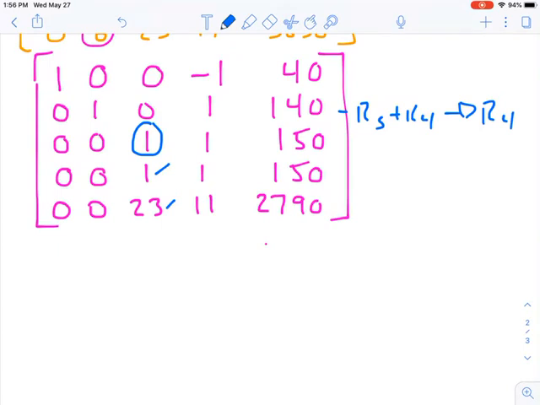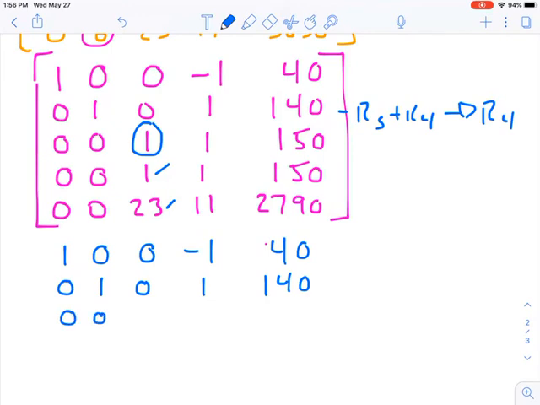Row 1 will not change. Row 2 is not changing. Row 3, my pivot row, is not changing. Row 4 now, we can change. So I have a 0, 0, 0, and another 0, and another 0. Wow, we have a row filled with zeros.